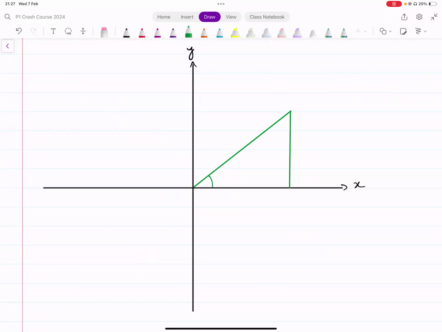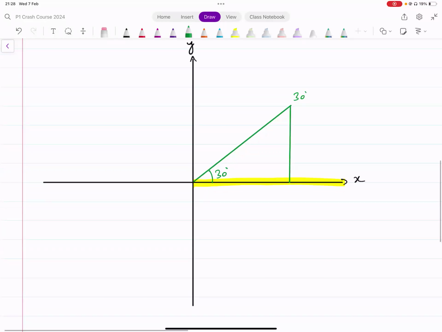So let's say this angle here was 30. And we have a triangle like this. What would be the angle of this line? The angle of this line would be 30 as well, because remember we measure angles from the positive x-axis. So we measure the angle of this line from the positive x-axis. So this line has an angle of 30 degrees. All right. Now, how do you find sine of this angle, for instance?